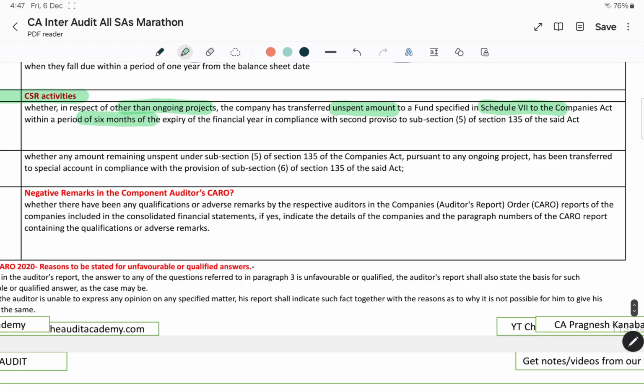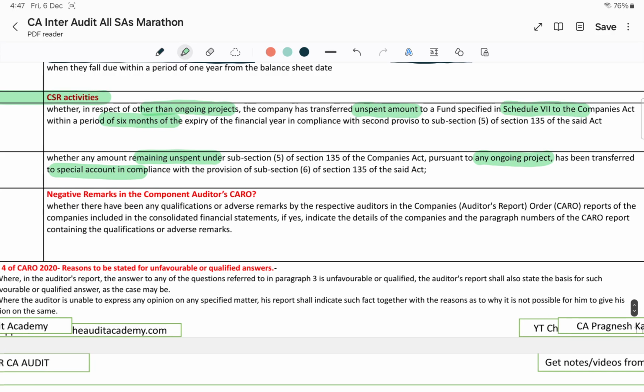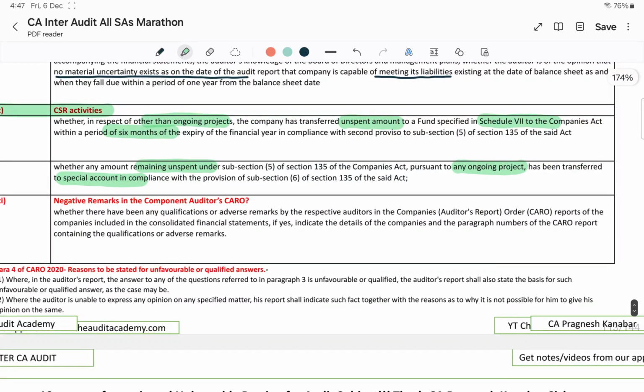Whether any amount remaining unspent under Section 135 of the Companies Act pursuant to any ongoing project has been transferred to a special account in compliance with the provisions of Section 135, subsection 6 of the Companies Act. The first is other than ongoing project, and the second is any ongoing project.